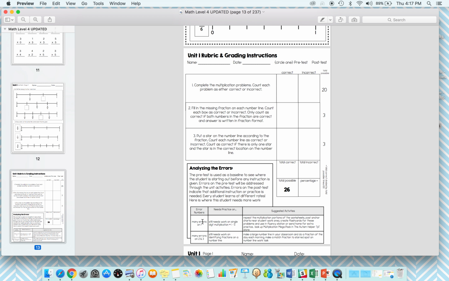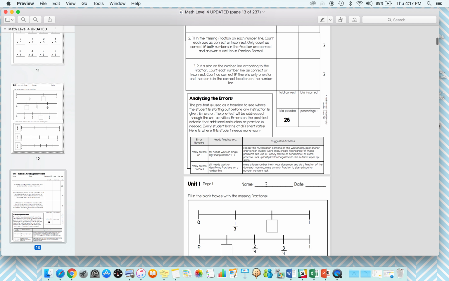The best part is that it will analyze the errors for you. Based on the specific number of incorrect answers, it will suggest activities. So your data-driven instruction is built right into this curriculum. Data-driven instruction is the new buzz phrase in education right now, and it sounds more complicated than it is. It just basically means using your data to plan future activities. So if your student has a lot of errors on number one here, that means they still need to work on multiplication 1 through 5. So there are suggested activities built right in for what to do.